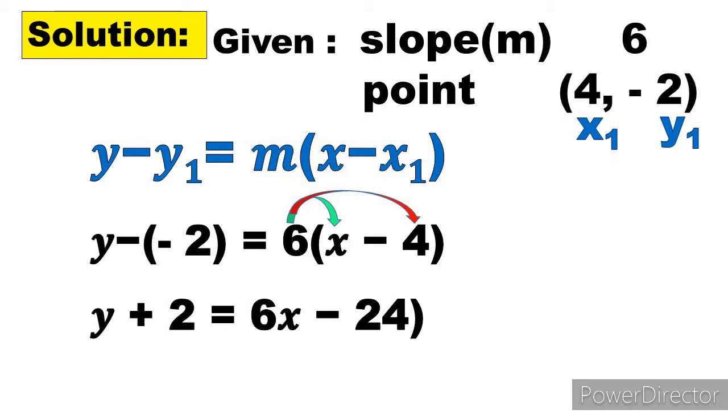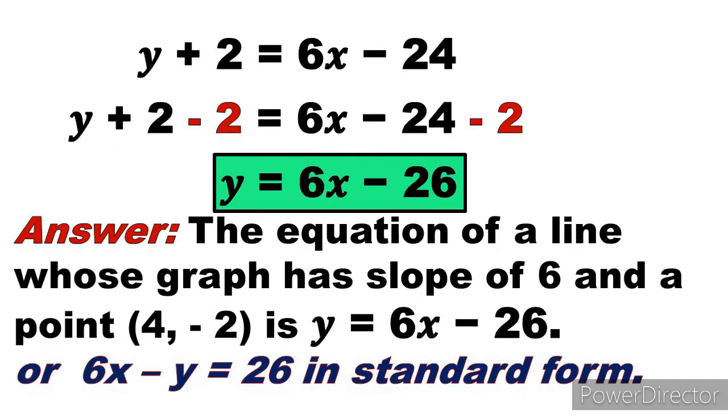Negative times negative 2 is positive 2. And then we distribute 6. So we have 6 times x is 6x. And 6 times negative 4 is negative 24. Therefore, we have y plus 2 equals 6x minus 24. And then, we're going to solve for y.